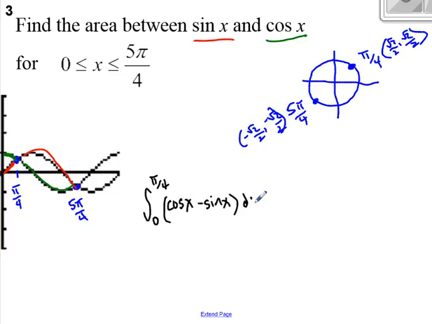And of course you could take your answer from the last part for that. For the next part of the integral, we're going from pi over 4 to 5 pi over 4, and this time the function on top is sine x. So we're going to have sine x minus cosine x dx. Again, you can throw that in your own calculator to get an answer.